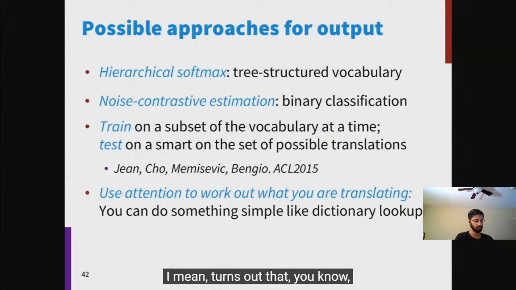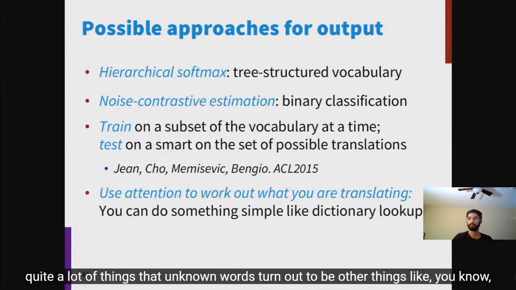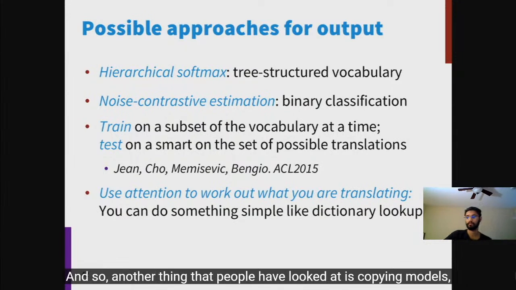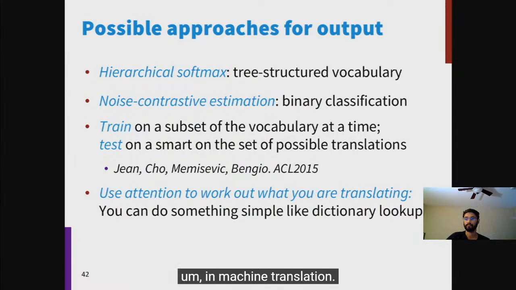It turns out that quite a lot of things that are unknown words turn out to be other things like hexadecimal numbers or FedEx tracking IDs or GitHub SHAs or things like that. So for a lot of things like that, the right thing to do is just to copy them across. And so another thing that people have looked at is copying models in machine translation.